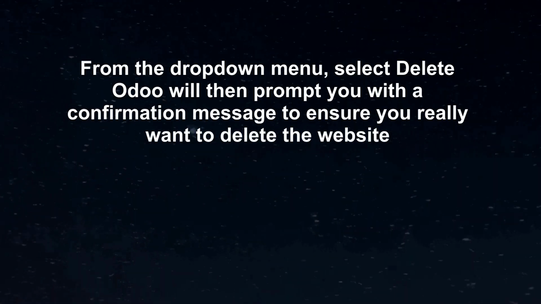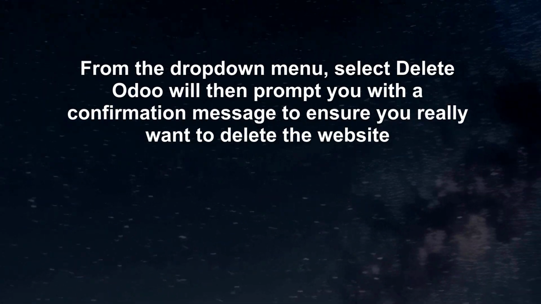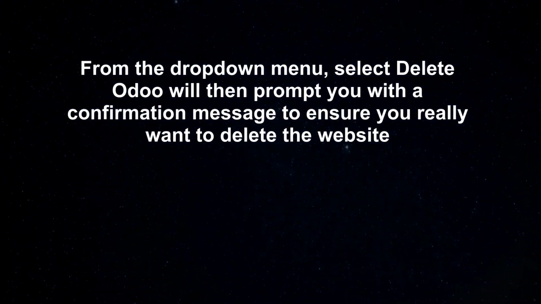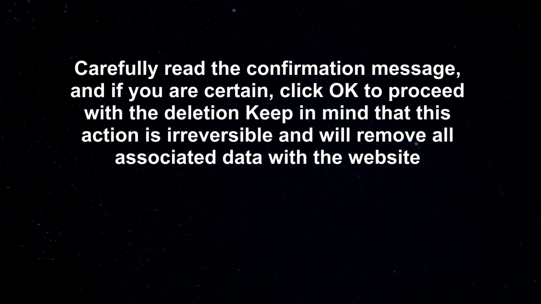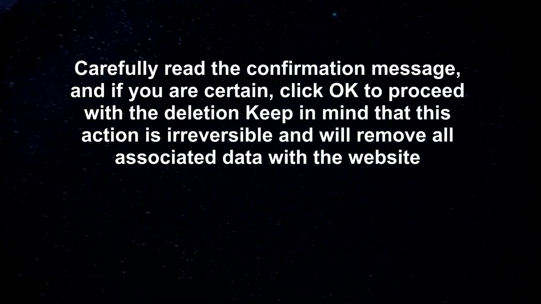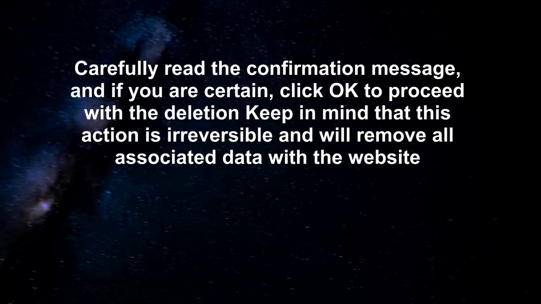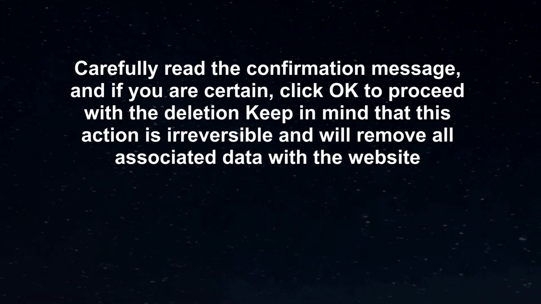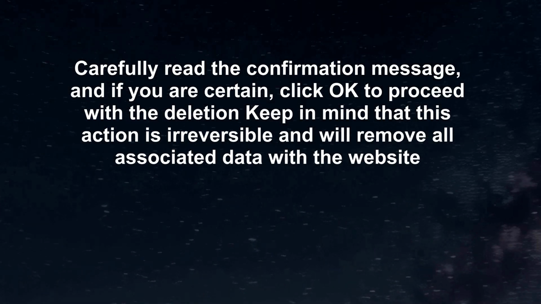From the drop-down menu, select Delete. Odoo will then prompt you with a confirmation message to ensure you really want to delete the website. Carefully read the confirmation message, and if you are certain, click OK to proceed with the deletion. Keep in mind that this action is irreversible and will remove all associated data with the website.